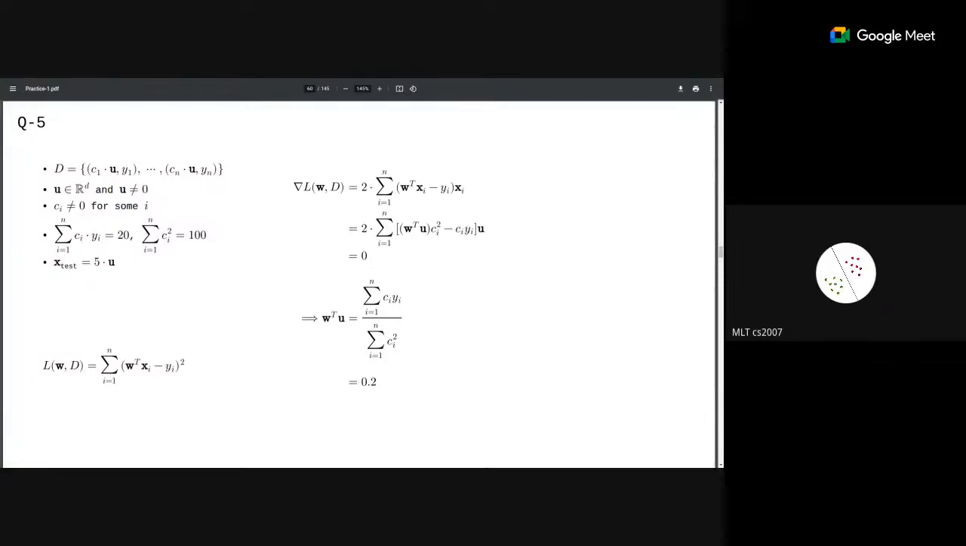Now, can you find what W is? Do you need to find W for this question? No, we don't need to find W at all.